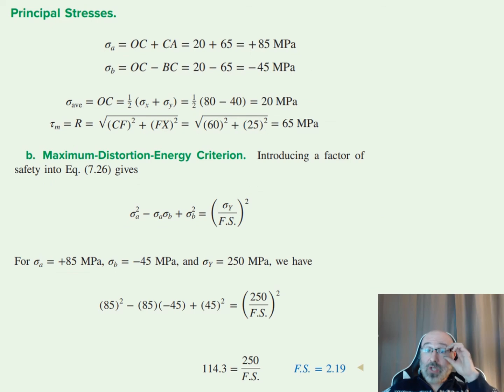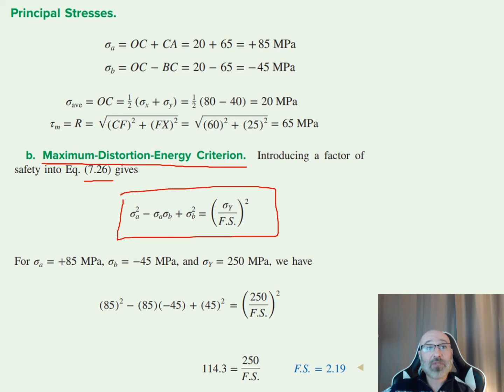So now they wanted us to solve a different way utilizing the maximum distortion energy criterion. So we can go to our equation 7.26 and introduce this factor of safety into this equation here. So we have this governing equation now from 7.26 in our textbook, that sigma A squared minus sigma A times sigma B plus sigma B squared is equal to sigma Y over FS squared right there. So a little bit more complicated formula here.